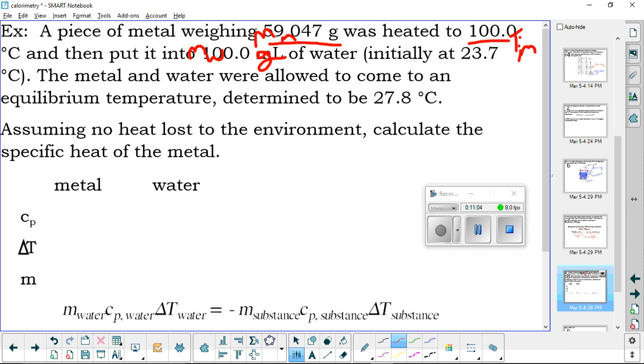The water was initially at 23.7, so that's the initial temperature of the water. The metal and the water were allowed to come to an equilibrium temperature, determined to be 27.8. So that's going to be the final temperature of both the water and the metal. And I'll write that clearer down below. Assuming no heat's lost to the environment, you built the perfect calorimeter, calculate the specific heat of the metal.